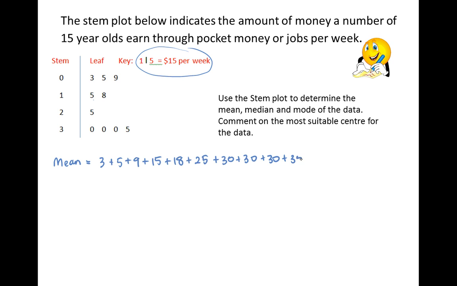and a $35. Now remember, for the mean we need to add all of these up and then divide by how many values there are, which is 1, 2, 3, 4, 5, 6, 7, 8, 9, 10. Remembering that each leaf on our stem and leaf plot represents one piece of data or one person's money that they're earning. So I'm going to grab my calculator quickly, add these values up, and we find that it adds up to $200, which when we divide by 10 gives us a mean or average of $20.